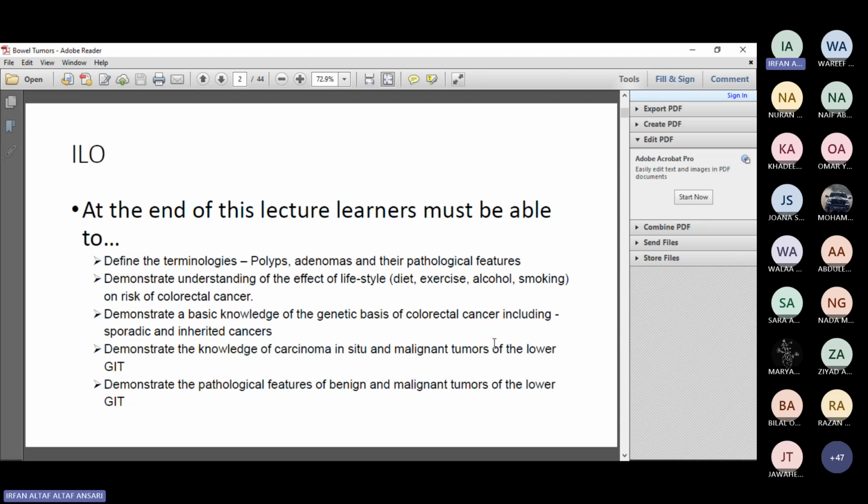Then knowledge of malignant tumors, the different types of tumors of colorectal carcinoma, and the features of benign and malignant tumors of the colon. Okay.